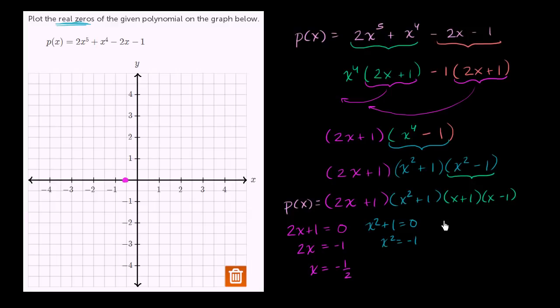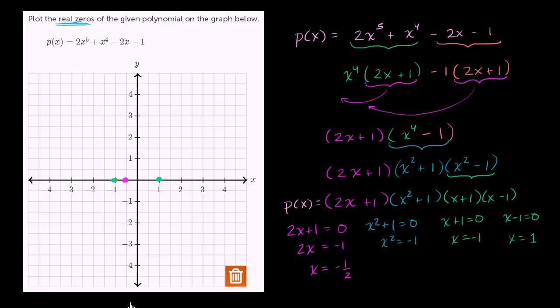Now let's think about when x plus 1 could be equal to 0. We'll subtract 1 from both sides. You get x is equal to negative 1. So p of negative 1 is going to be 0. So that's another one of our zeros right there. And then finally, let's think about when x minus 1 is equal to 0. We'll add 1 to both sides. x is equal to 1. So we have another 0. We have another real 0 right over there.